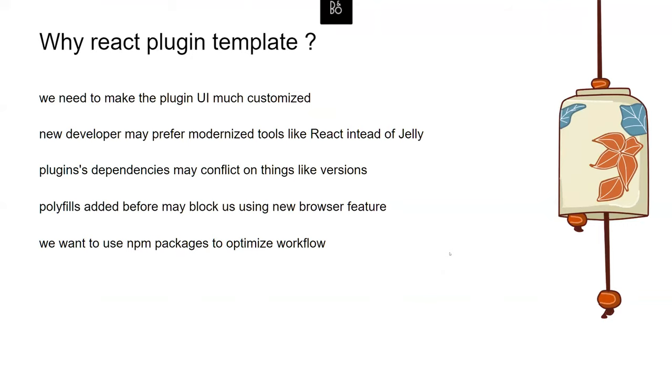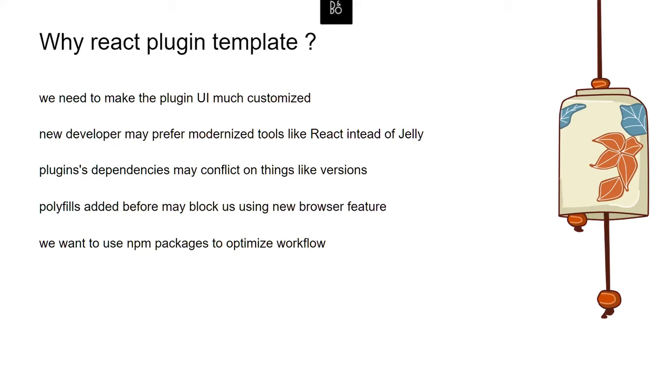So why use a React plugin template? There are many reasons. The first is that maybe we need to make the plugin UI much more customized, because traditional Jenkins plugins use a render system called Jelly, and it doesn't have many JavaScript interfaces or extensibility to enable users to customize the UI. We may just have some already defined components, and if we use React, we can take full control of the UI.